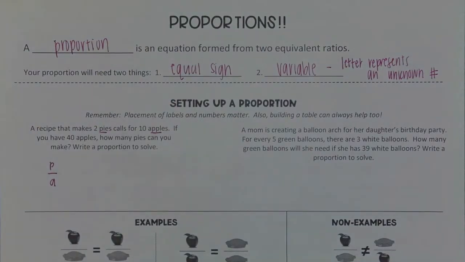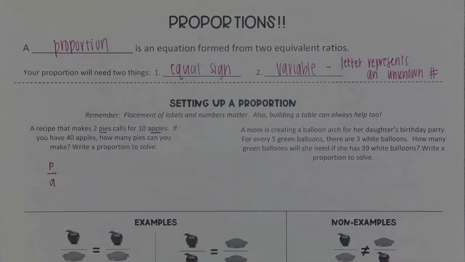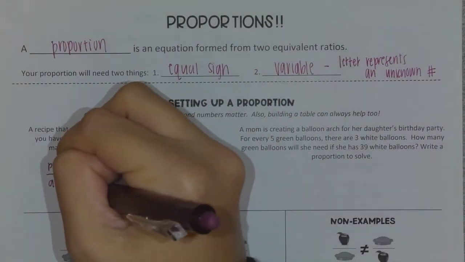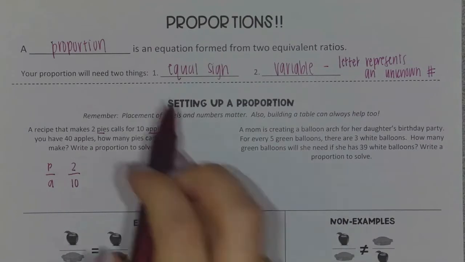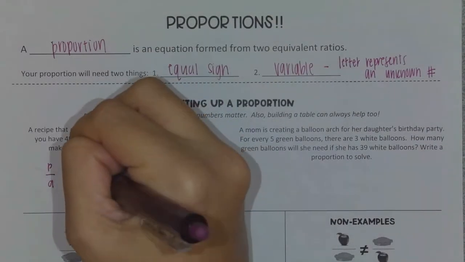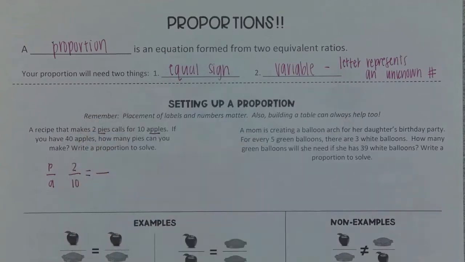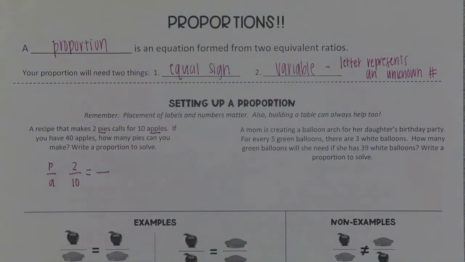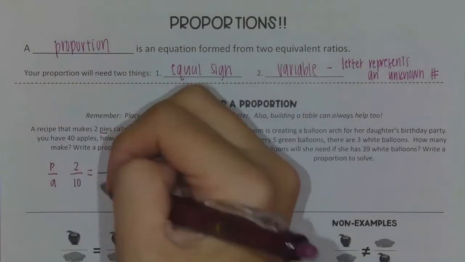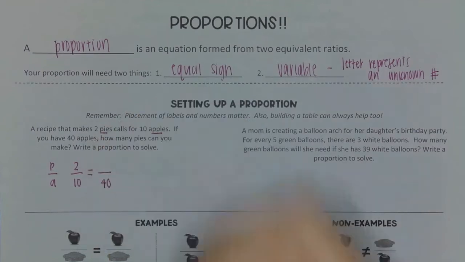I'm going to use a P for pie and an A for apples. And then I'm going to start with the very first ratio that they give me, and I see that I have 2 pies for 10 apples. Now, since I'm building a proportion, there's one ratio. I have to set it equal to that second ratio. So I know the other number that I know is that I have 40 apples. So I need to make sure that that stays with my other set of apples. So I have to put my 40 down here at the bottom.